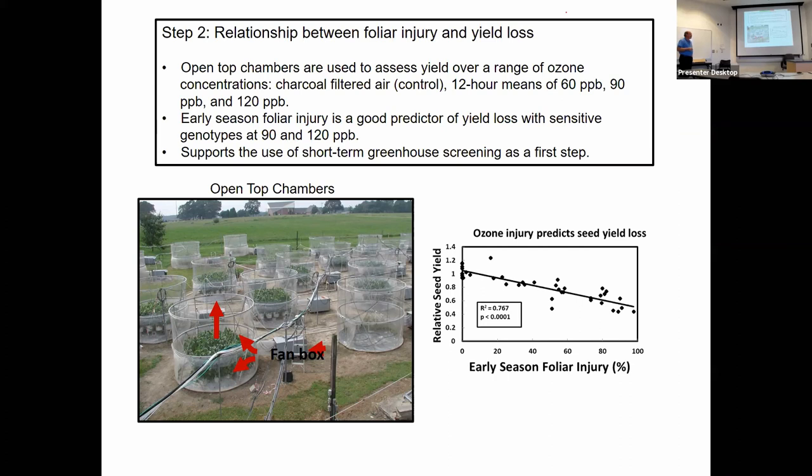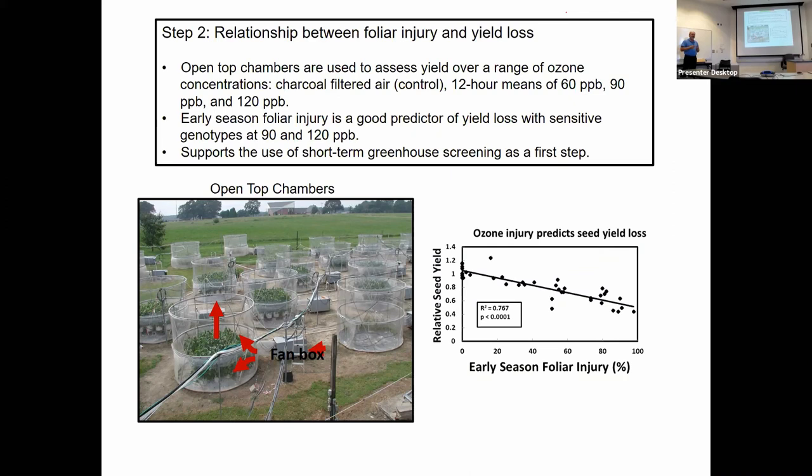Basically, what we showed from a series of experiments with a lot of different genotypes is that if early season foliar injury was high, it was associated with yield loss at the end of the season. So what this tells us is that we can use these short-term screening projects in the greenhouse to give us some idea about which lines to take out and test in terms of their yield response.